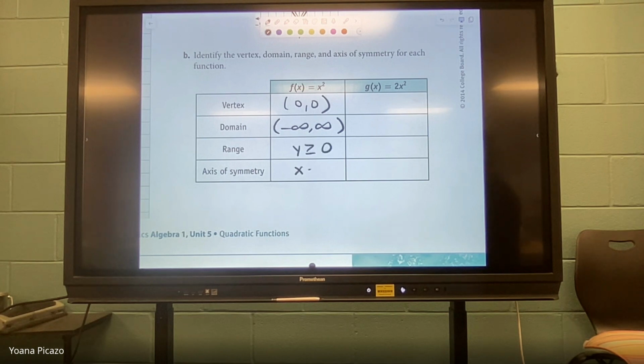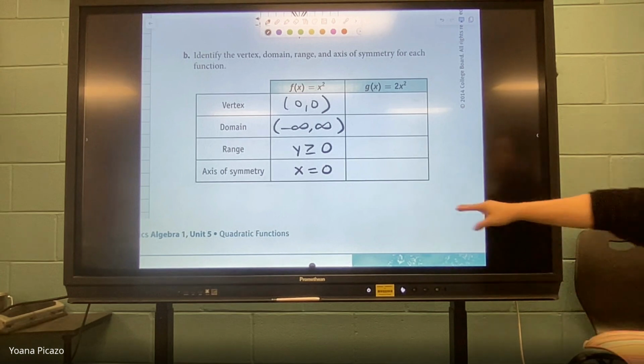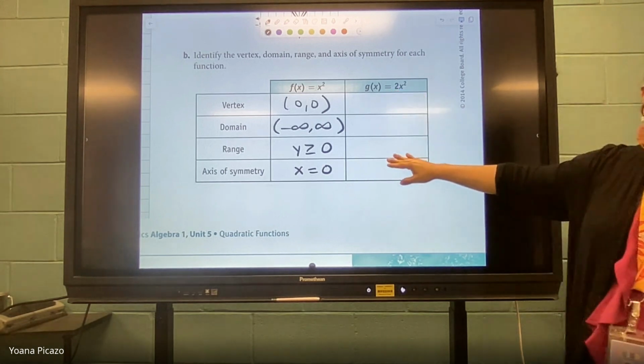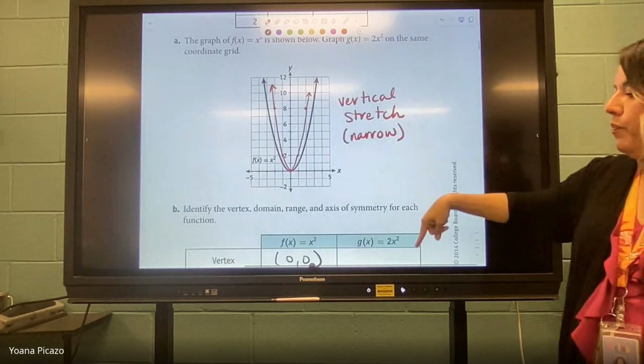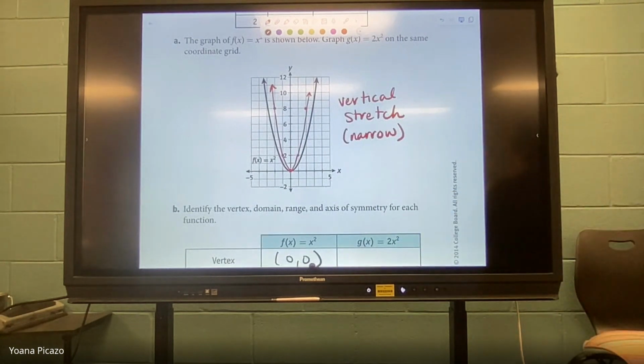And then our axis of symmetry is x equals 0. With the people at your table, I want you to go through the newly transformed graph, the red one, and come up with your vertex, domain, range, and then your axis of symmetry.